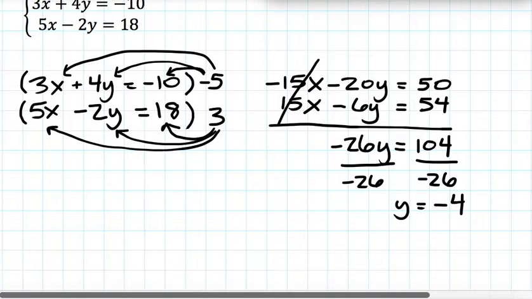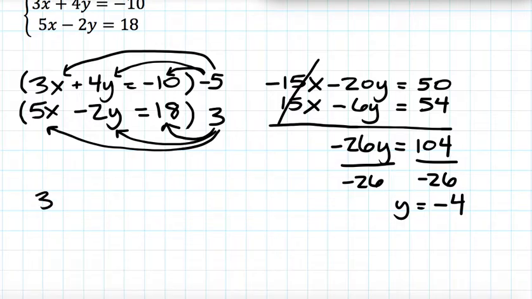So now what I need to do is plug into one of my original equations to get the value for x. This is a little bit more work than it was in the substitution problems just because there's a little bit of solving involved. I'm going to pick the top equation, but it doesn't really matter. If one of the equations looks a little bit easier, you can go with that one. I can also plug into the bottom. I should get the same thing. So I'm going to plug negative 4 in for y into 3x plus 4y equals negative 10. And then I'm going to solve that for x.